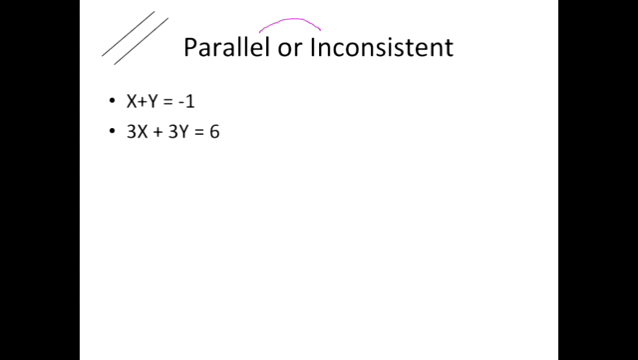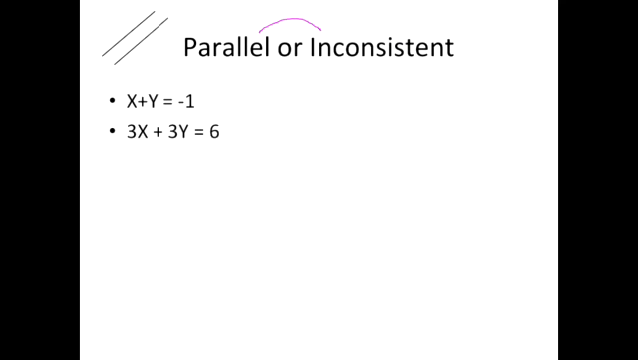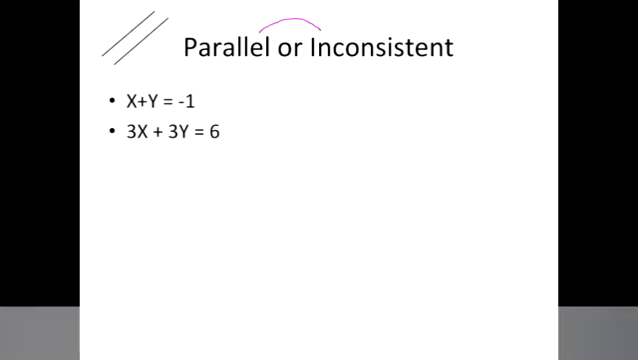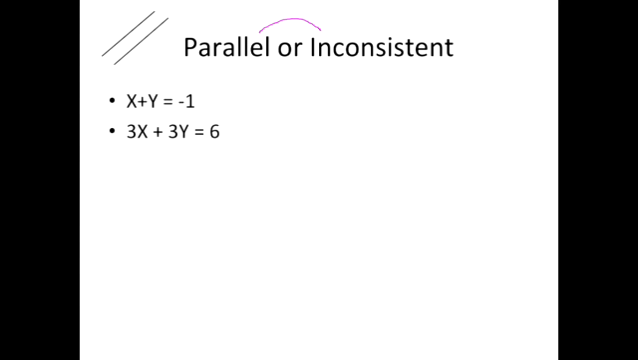So what I want us to do is solve this system of equations using elimination or substitution. In fact, I could use substitution here. A good way to tell whether or not you should use substitution or elimination is simply, is one of the variables by itself? And you can see that x is by itself and y is by itself.